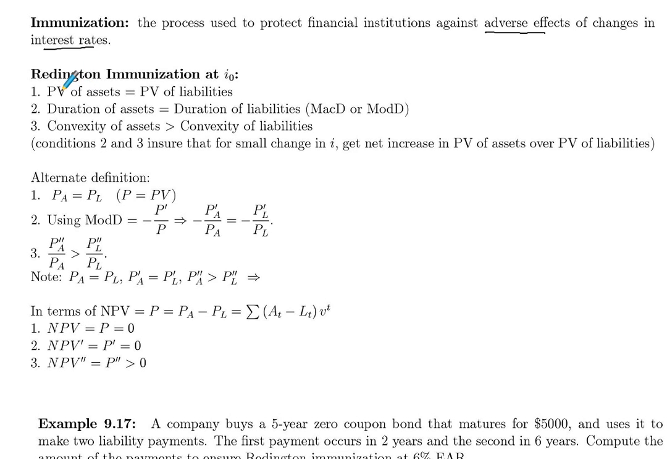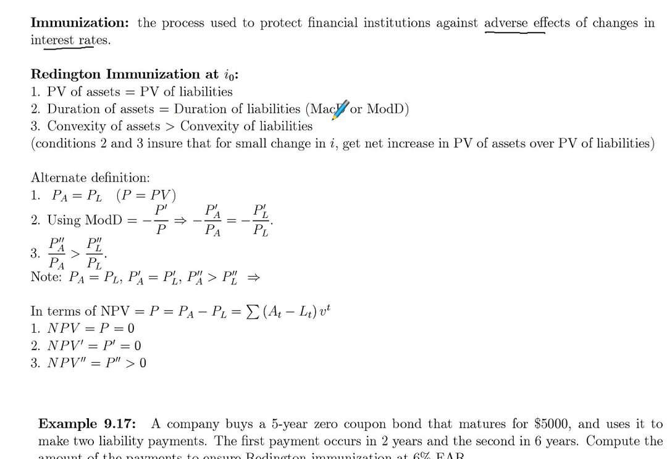The present value of your assets has to equal the present value of the liabilities at this interest rate, I0. And then also you insist that the duration of your assets should equal the duration of the liabilities. And by duration, we could mean either MACD or mod D. And then you lastly insist that the convexity of your assets is greater than the convexity of your liabilities.